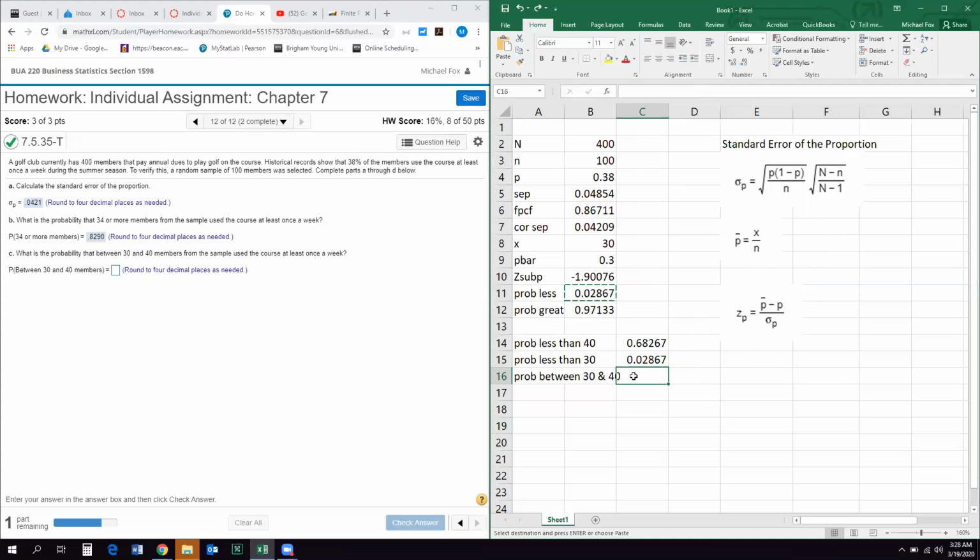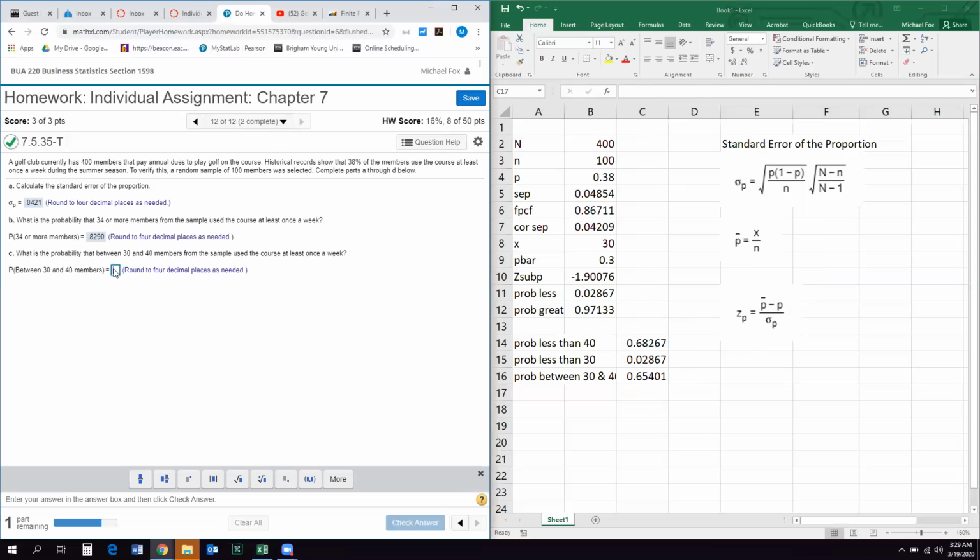So the probability that's between 30 and 40 then will just be the probability that it is less than 40 minus the probability that it is less than 30. So it looks like we've got 0.6540.